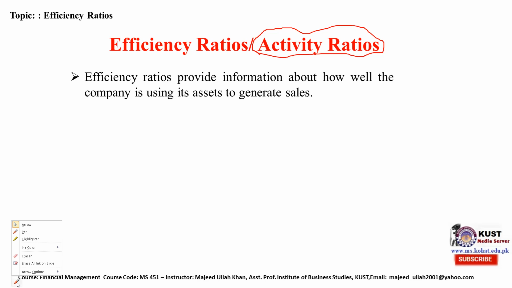So what are efficiency ratios? What do they show? Efficiency ratios convey how efficient the company is in utilizing its resources or its assets to generate sales or to generate revenue. So efficiency ratios provide information about how efficiently the company is using its resources or assets to generate sales or revenue.